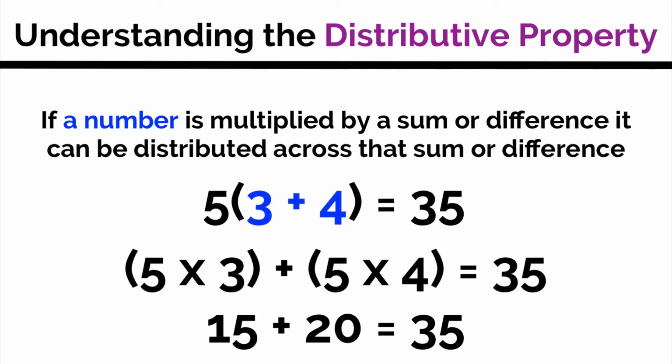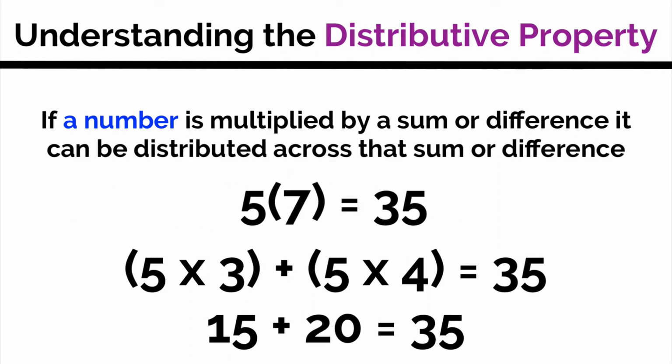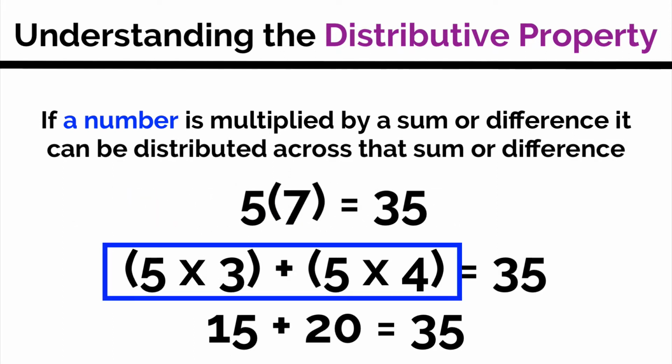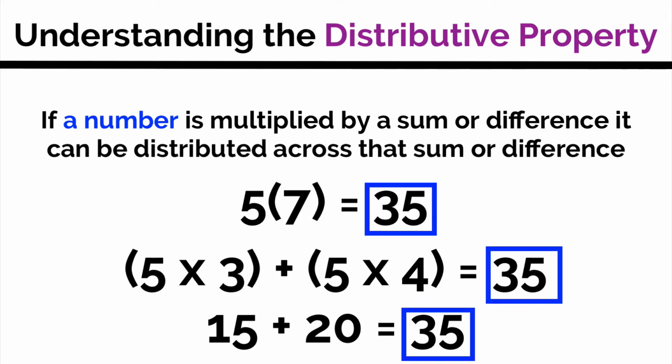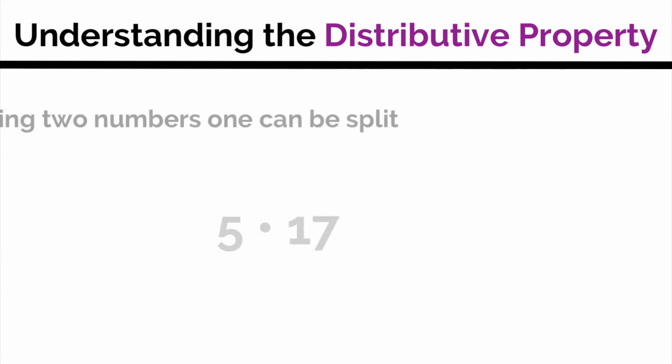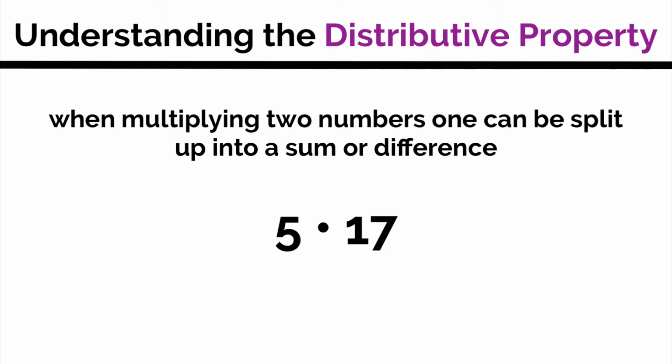So, whether we add the numbers inside the parentheses first and then multiply the other number, or distribute the number across the sum, we will get the same result, and that is the essence of the distributive property. We can even use this property in reverse. Let's say we have 5 times 17.